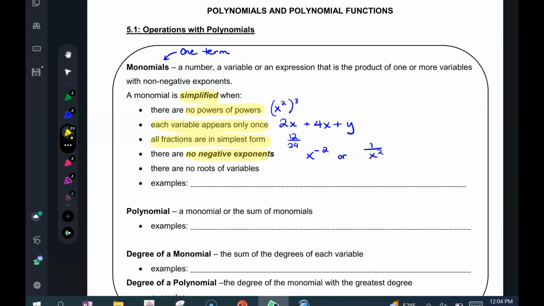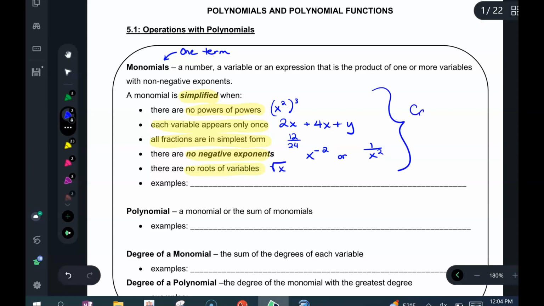You also can't have a variable in the denominator. There are no roots of variables, so you can't have a square root. All of these are things that you can't have.